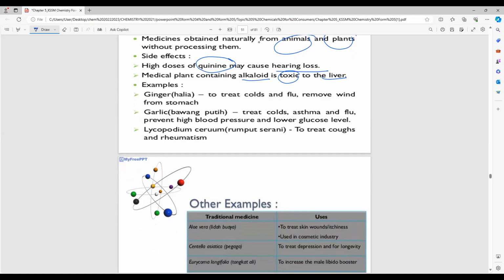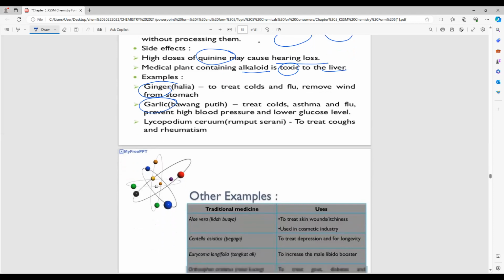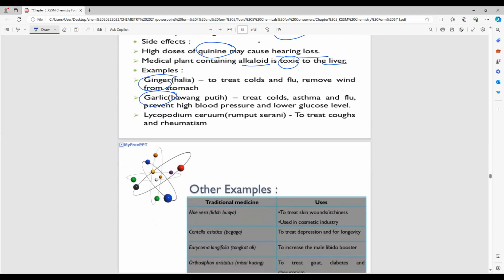I'm sure mummies especially like to give you these. If you got wind in your stomach, if you got a cold or flu, your parents will give you ginger, they give you garlic. Some of them will give you lycopodium serratum, rumput serani, to treat coughs and rheumatism. I know my mother-in-law, when my children have a very bad cough, I don't know what kind of leaf oil she will go and take from my neighbors, and then she will give my children to take.